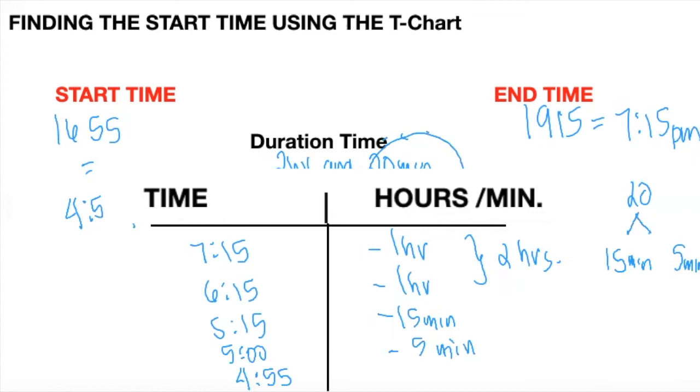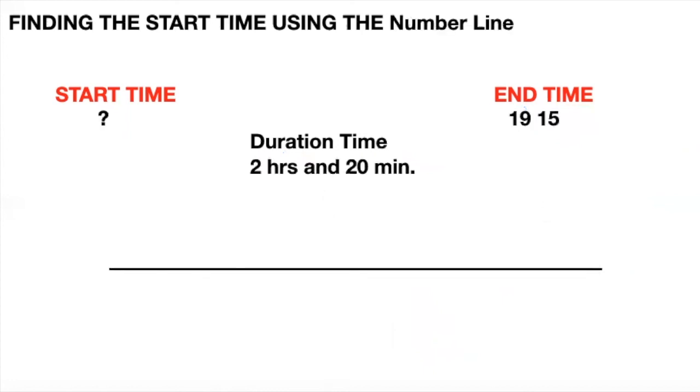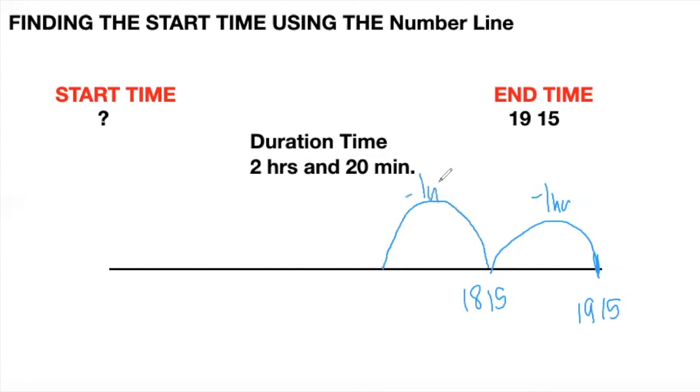There you go, the method in using the T-chart. Let's try using this time the number line. So if we have 1915 hours with a duration of 2 hours and 20 minutes, and we need to find the start time, here we start at 1915 hours. Because that's 2 hours, we can subtract 1 hour first. That will give us 1815. And subtracting again another hour, which is equal to 1715 hours.